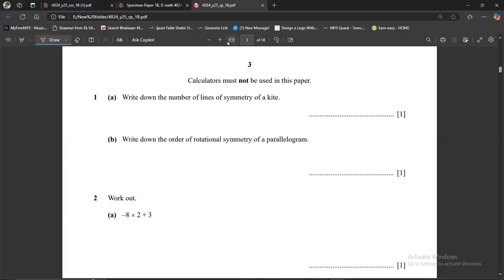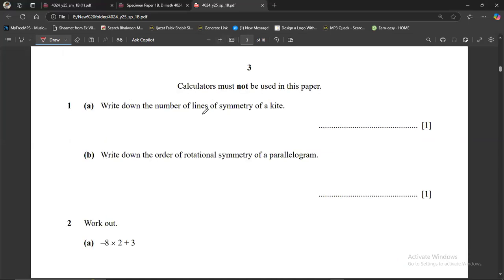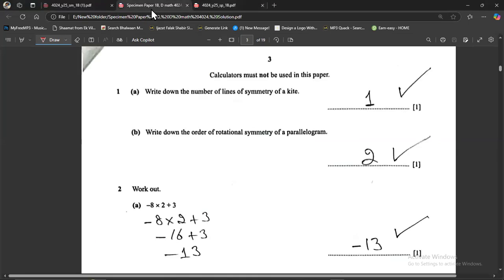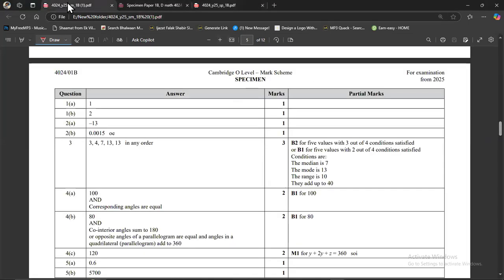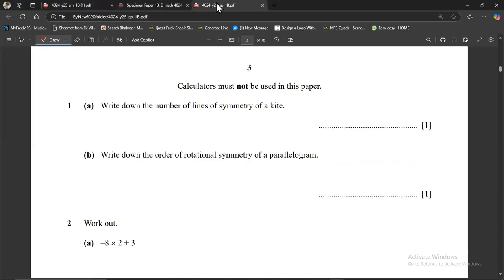Question number 1 is showing up on your screen. It says, write down the number of lines of symmetry of a kite. You know the kite, and I can show you the shape of the kite. The longer diagonal of the kite is its line of symmetry. So there is only one line of symmetry in the kite.